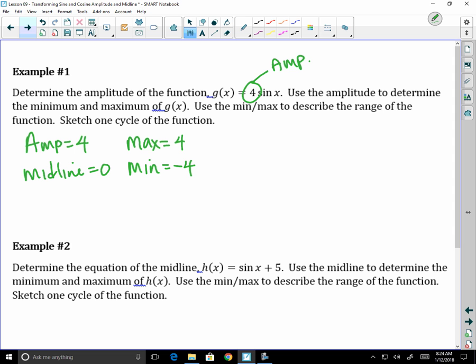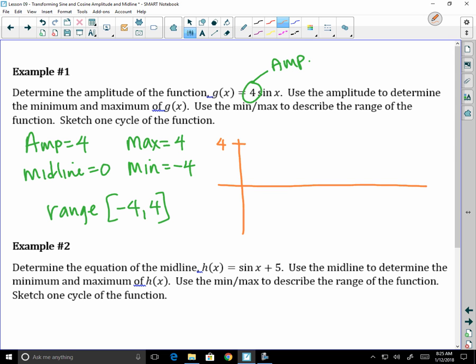So the range of this function is never going to be outside of the numbers negative 4 to positive 4. I'm using brackets because it's inclusive. We're actually including those values in the range. Now to sketch one cycle of this function, we're first going to start by making an x and y axis. I know the maximum is 4, so I'm going to go up to 4. The minimum is negative 4, so I'm going to go down to negative 4.